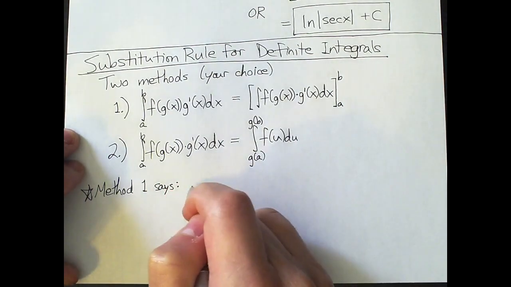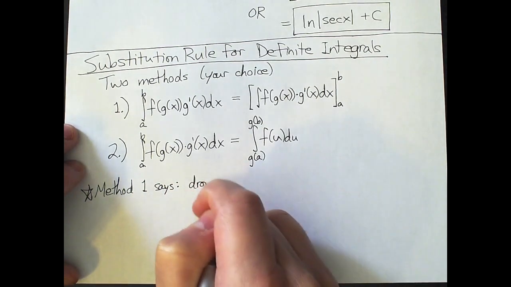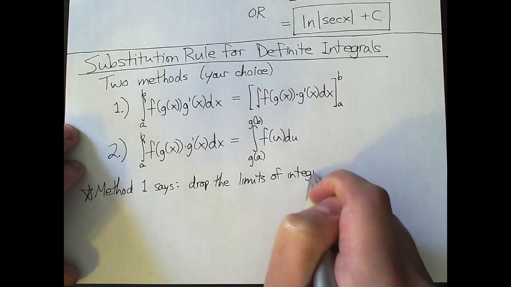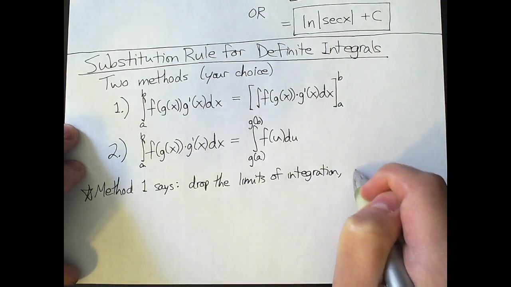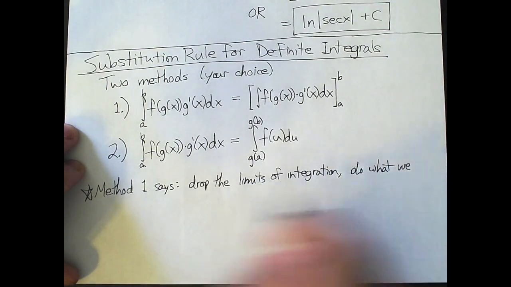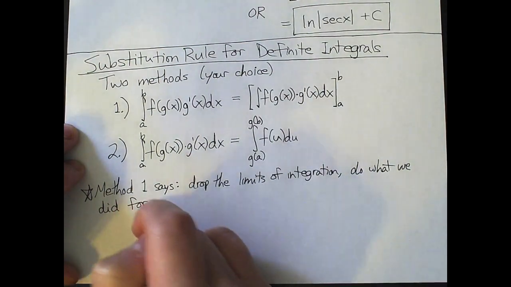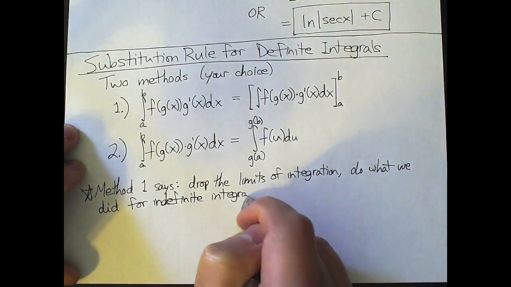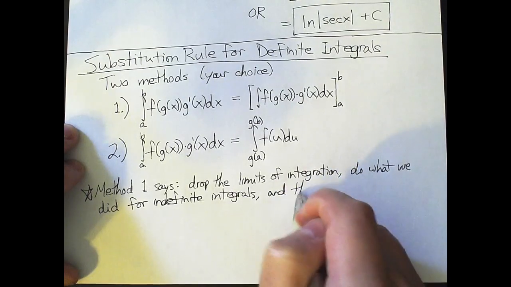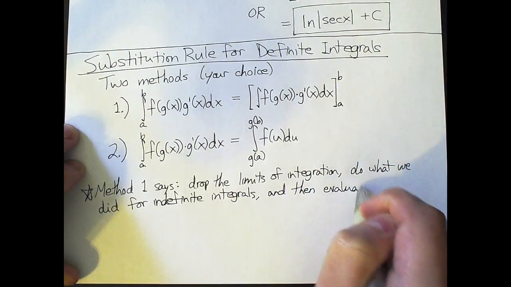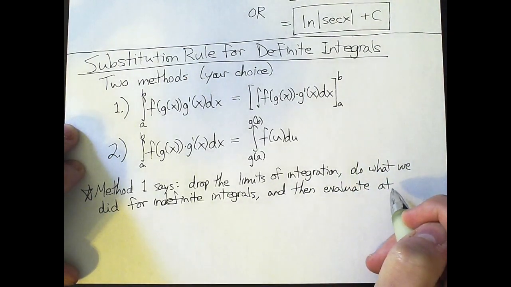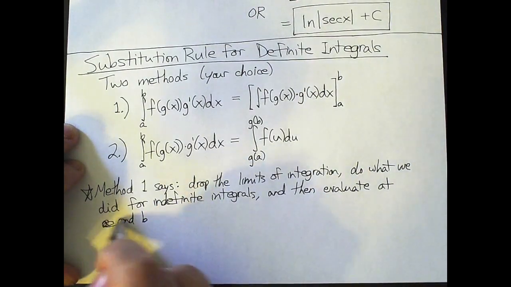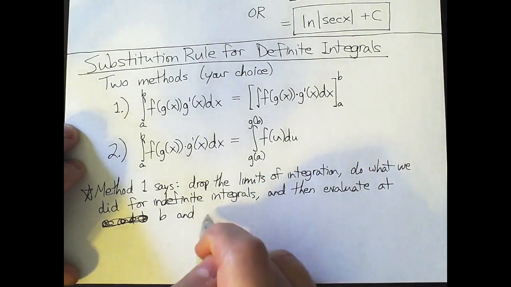Method 1 says drop the limits of integration, do what we did for indefinite integrals, and then evaluate at a and b, or, you know, I guess I'll say b and a, subtract.